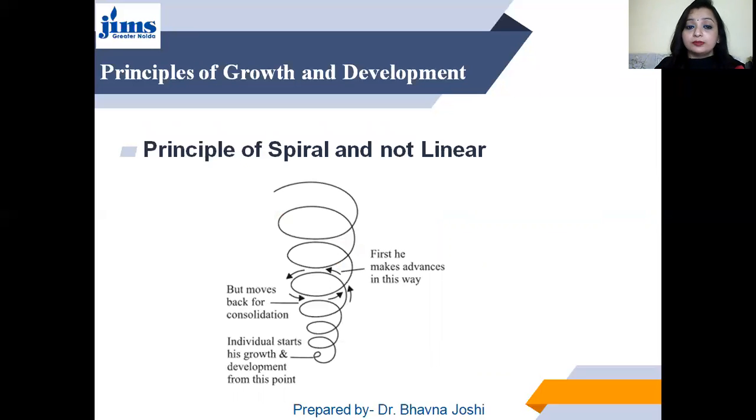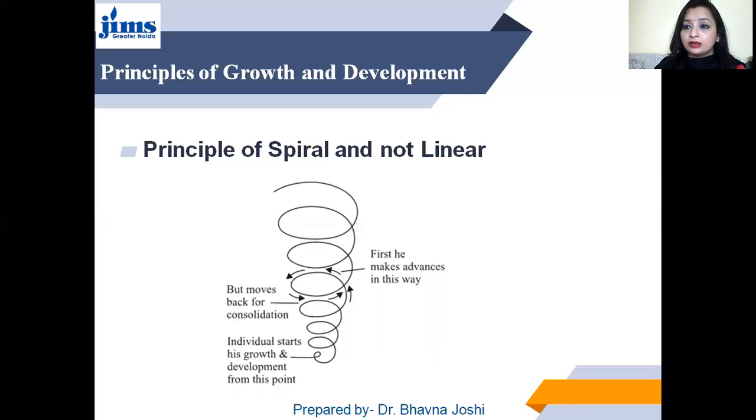Next is the principle of spiral and not linear. See, growth and development is never linear. It is not always like a straight line. It is not always at the same pace. Sometimes it halts, sometimes it is very rapid, sometimes it is very slow.